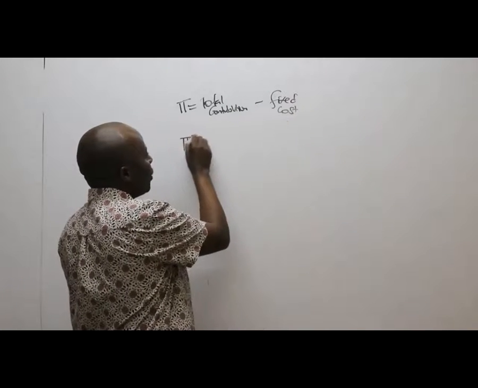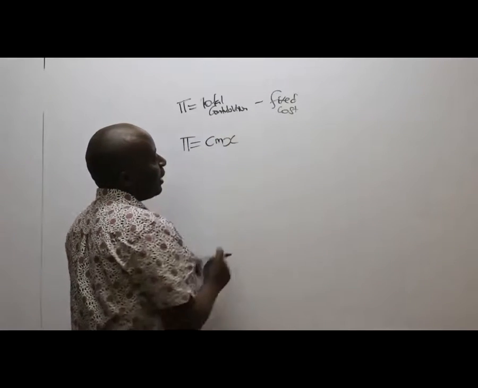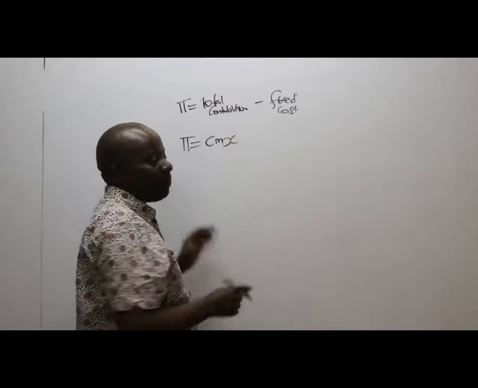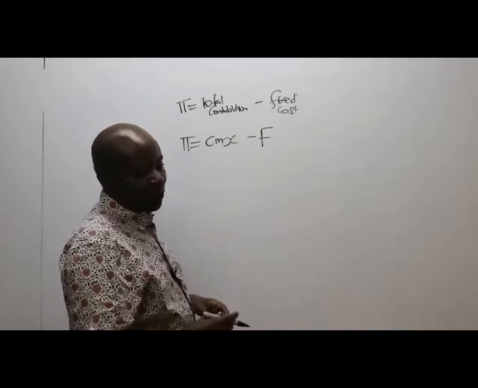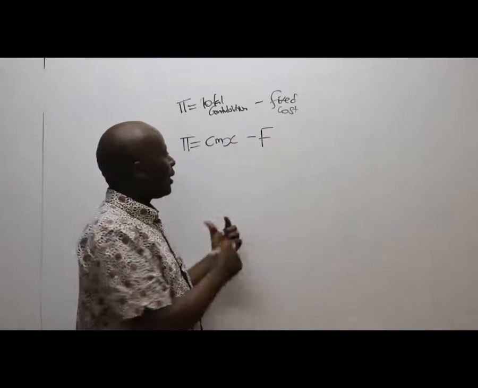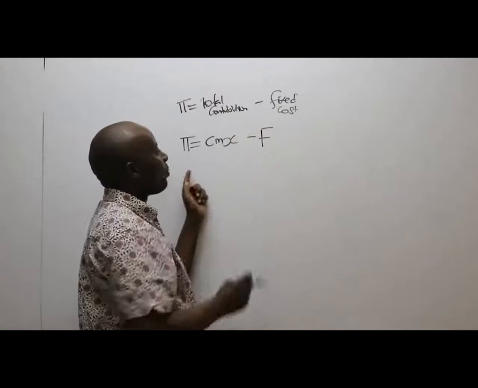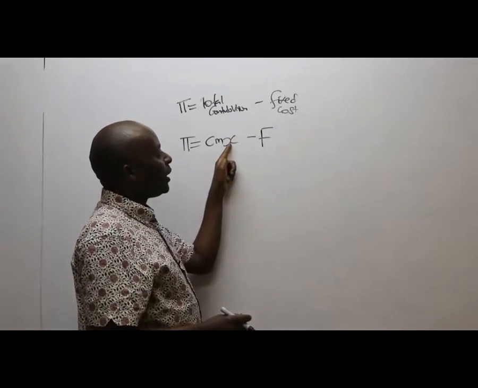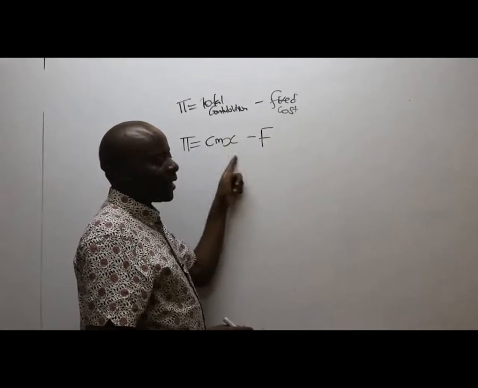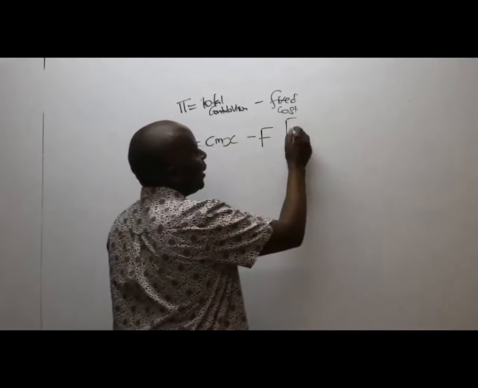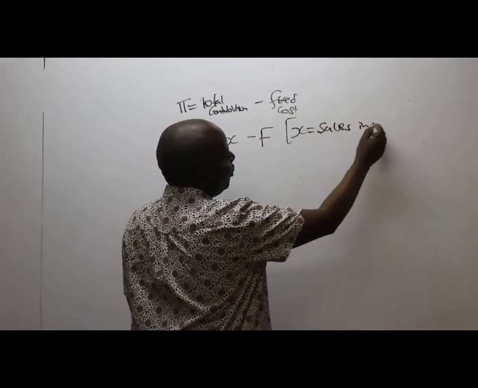There are two ways. We either take contribution per unit times number of units, minus fixed cost, F, which stands for fixed cost. So this is a very good model which gives us a relationship between profit and the number of units sold. Physical units. In this case, X stands for sales in units.